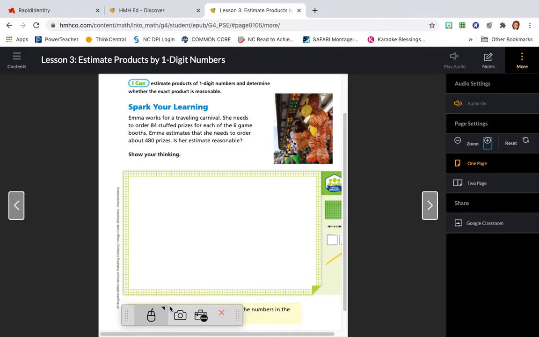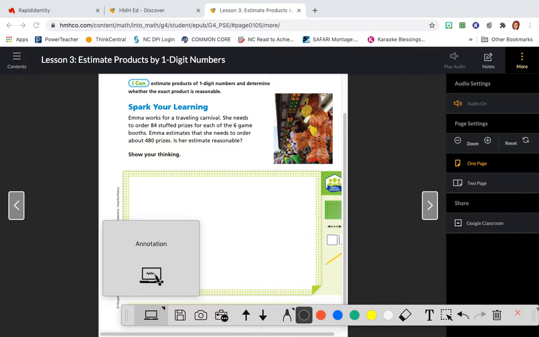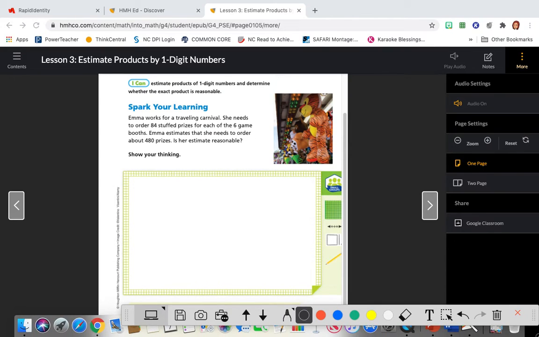85, and that's lesson 3 in module 4. So 85. Okay? So let's start with Spark Your Learning. Today we're looking at how to estimate products.